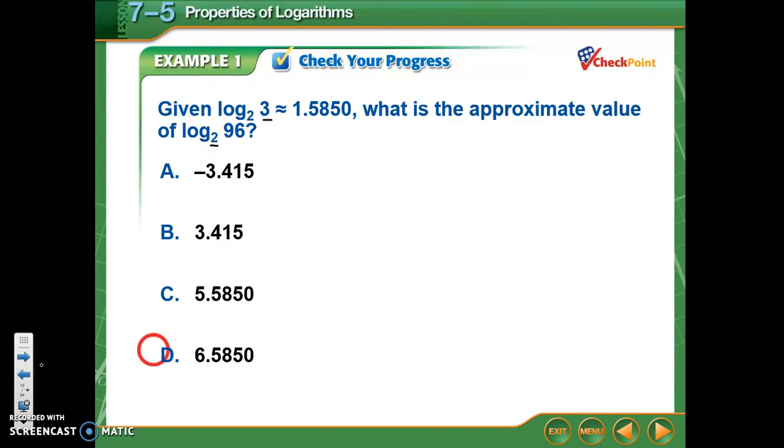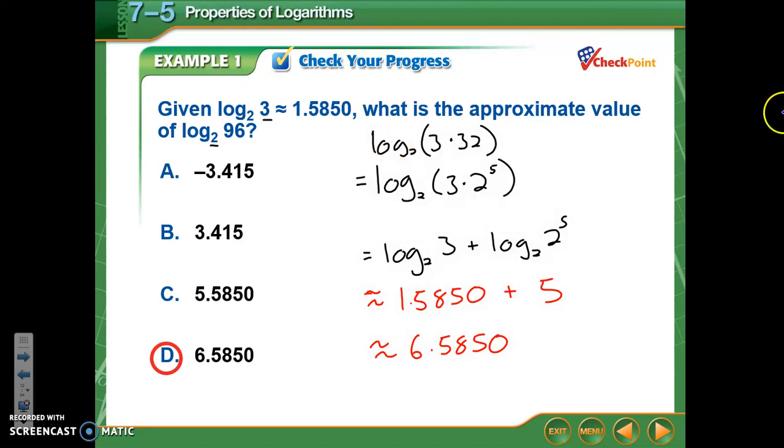All right, the answer here is D, 6.5850. And this is what your work should look like. I know I'm going to try to do something with 3, so I try to figure out, okay, 96, is that divisible by 3? It is. 96 divided by 3 is 32. So I rewrite 96 as 3 times 32. Notice I'm still inside the same logarithm. Then I notice that 32 is 2 to the 5th, so I can rewrite it that way.